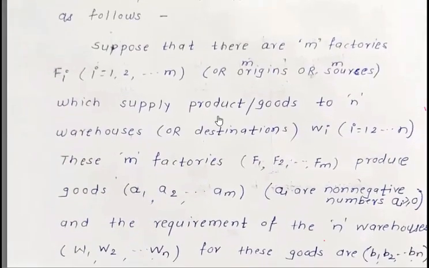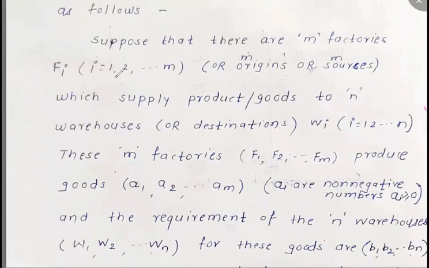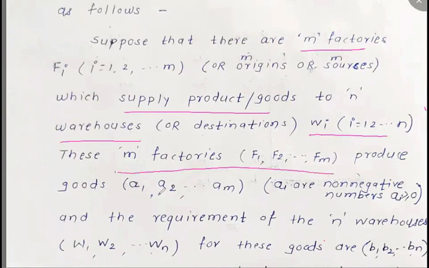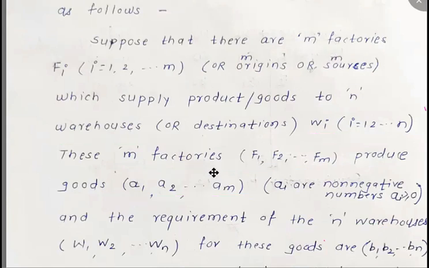So we assume that there are M factories F1, F2 to Fm, which supply goods to the N warehouses, W1, W2, Wn. Now these M factories produce how many goods? A1, A2 to Am. This is the quantity of goods produced at these M factories, and the requirement of N warehouses, W1, W2, Wn, is B1, B2 to Bn.